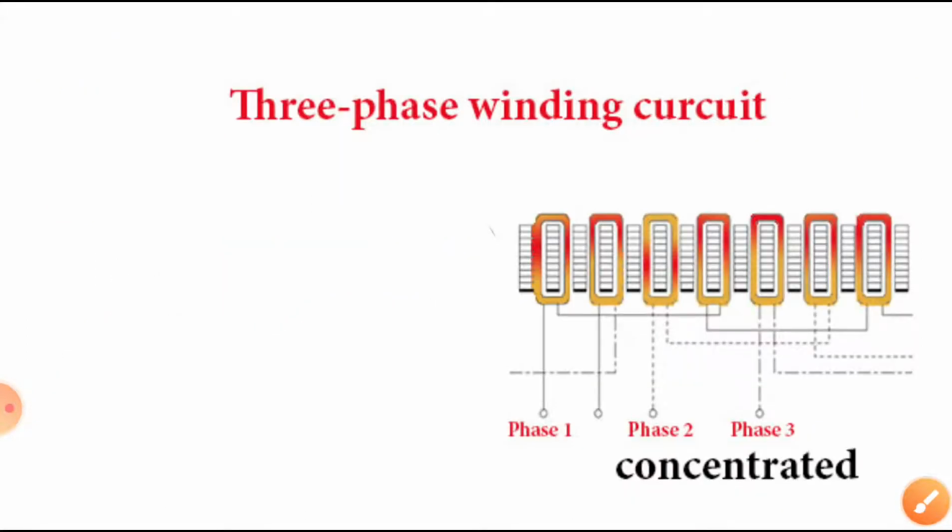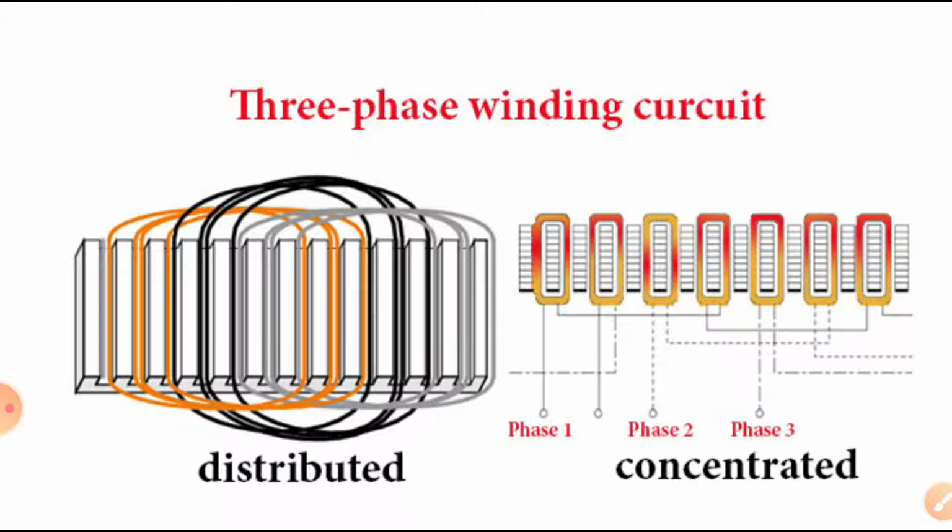This is a three-phase concentrated winding. Phase 1, phase 2, phase 3. The windings are placed in such a manner, and these coils are connected in such a way. Whereas in the distributed winding, you can see these windings are distributed in a full pitched coil with the help of the back pitch and front pitch. Generally, concentrated windings are used in three-phase transformers, where no rotating magnetic field is developed.